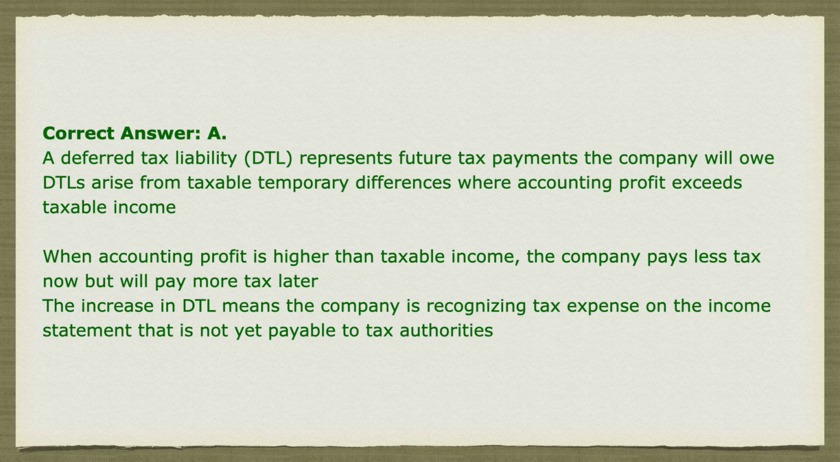Correct answer, A. A deferred tax liability, DTL, represents future tax payments the company will owe. DTLs arise from taxable temporary differences, where accounting profit exceeds taxable income. When accounting profit is higher than taxable income, the company pays less tax now but will pay more tax later. The increase in DTL means the company is recognizing tax expense on the income statement that is not yet payable to tax authorities.